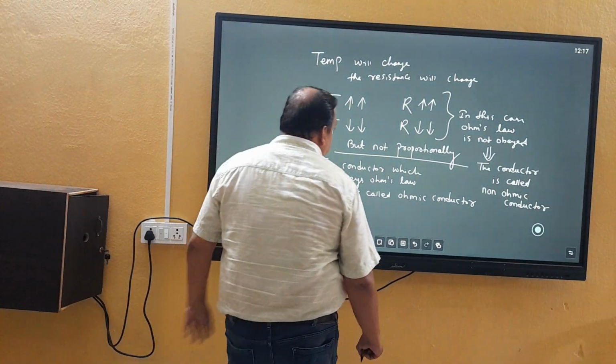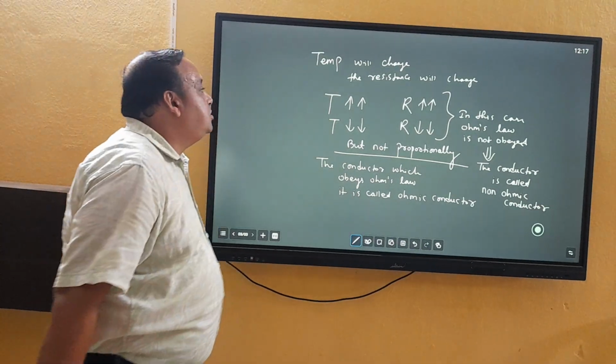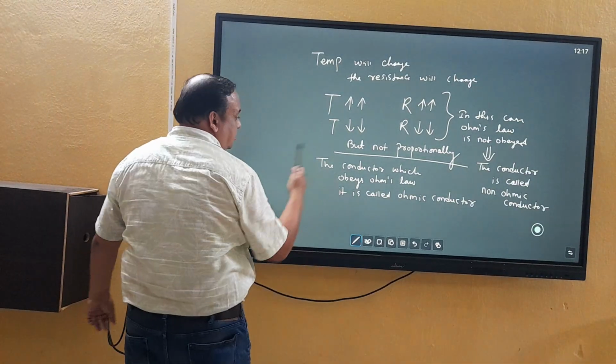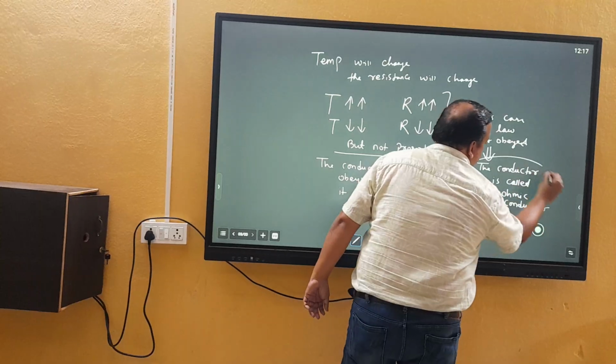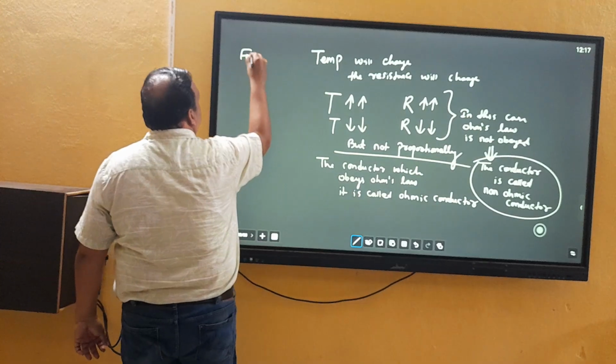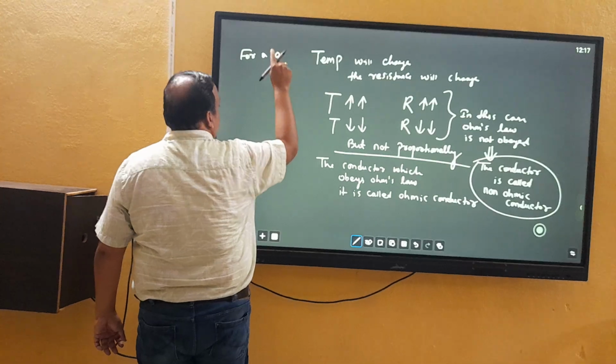So these are the main points related to Ohm's law. Then we go for finding the graph for a non-ohmic conductor.